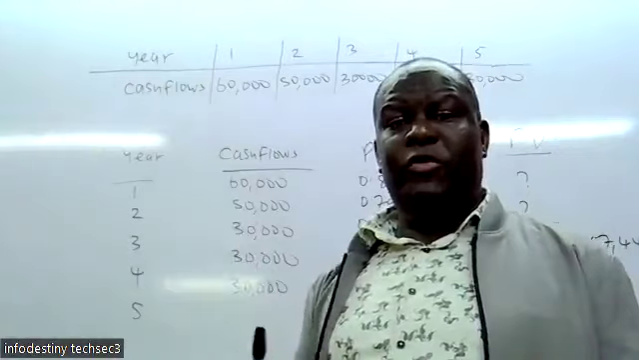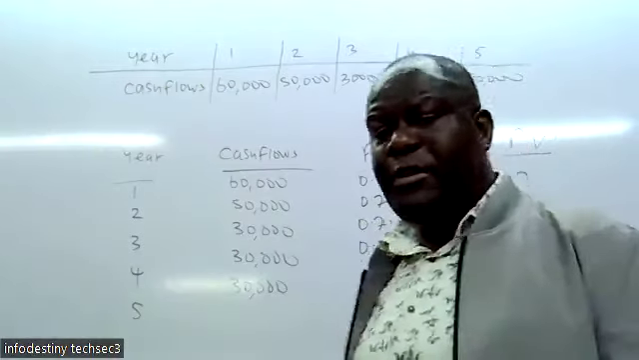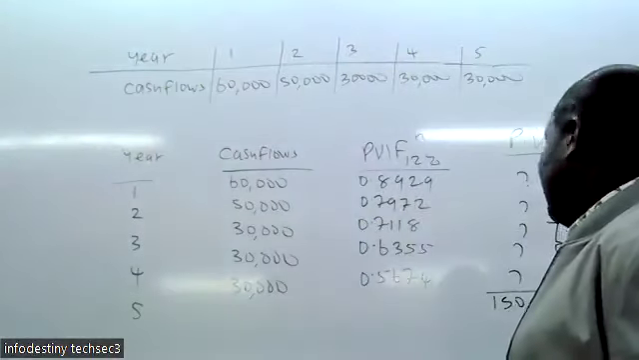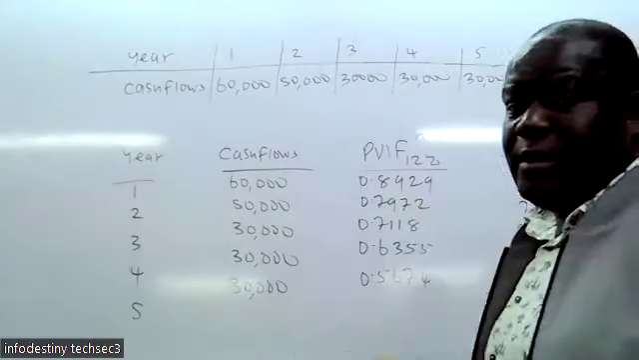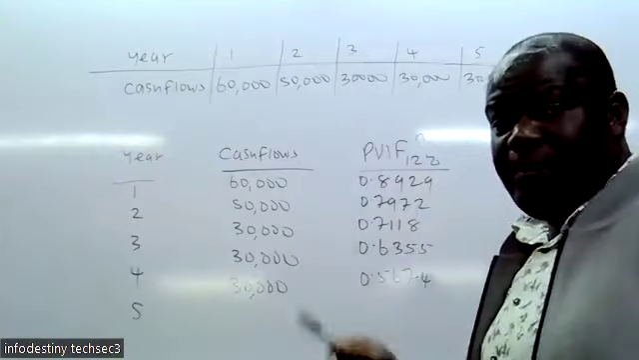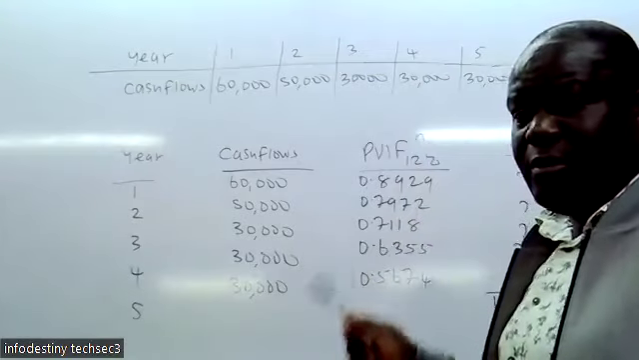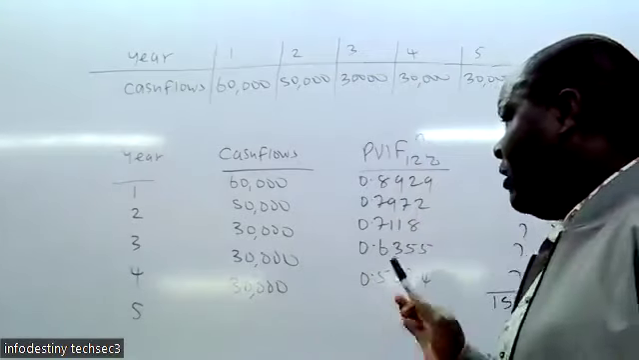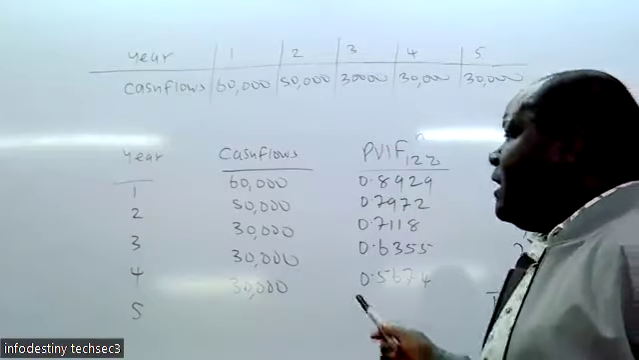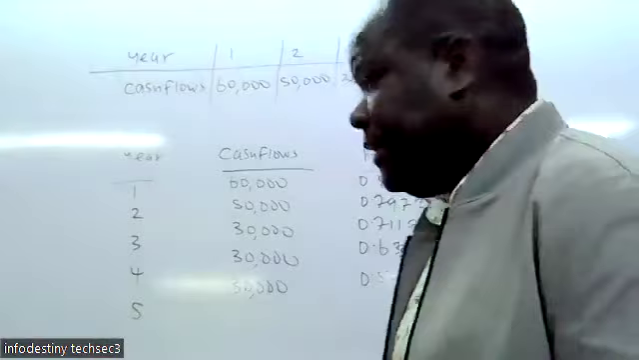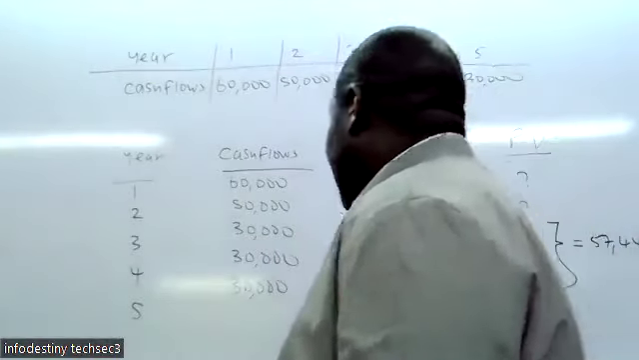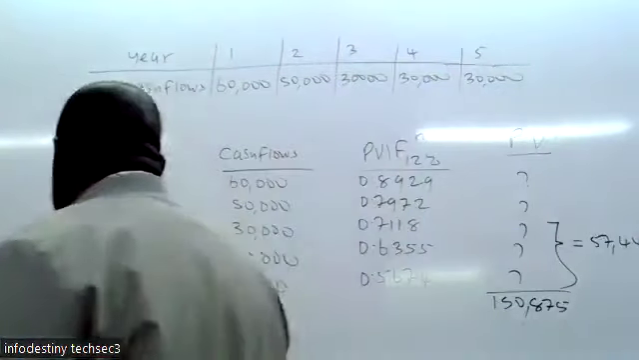So I want to show you how to use that annuity table to get the same, because finally the figure will be the same. Whether you use the first table or the second table, the figure will be the same. The only thing is the condition under which I want you to know how to apply it. So year 3 up to year 5, they are the same.